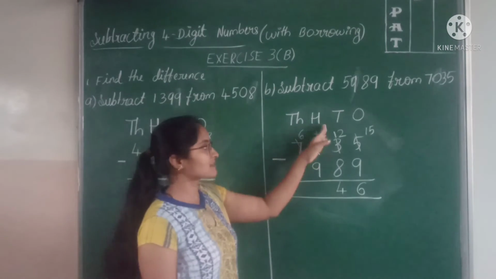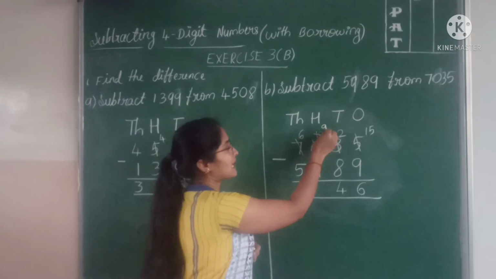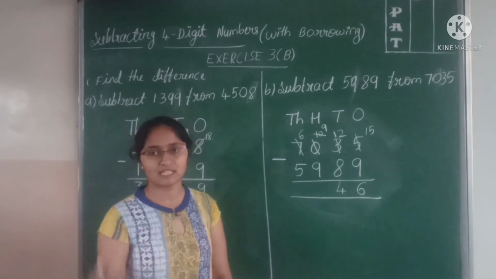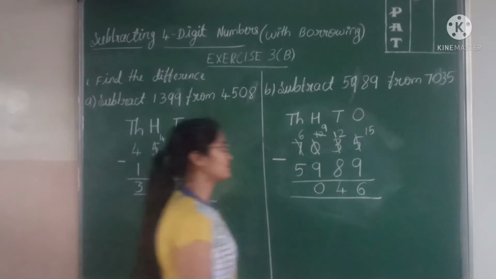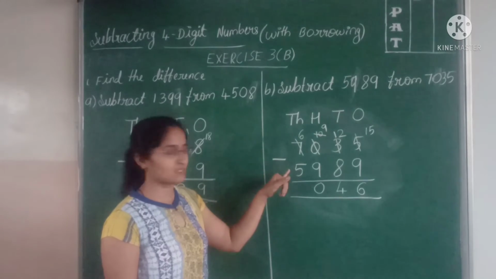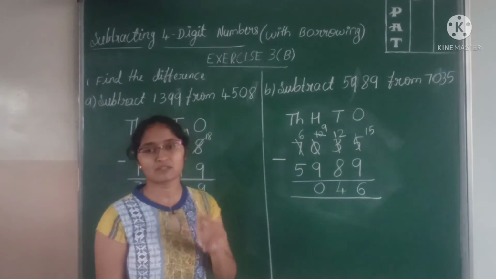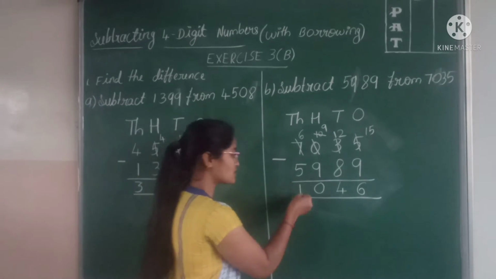Next, subtract the hundreds place. That is 9 minus 9. When we subtract a number by itself, then the answer is 0. Then the thousands place number, that is 6 minus 5. So when you subtract 6 minus 5, you will get the answer as 1.